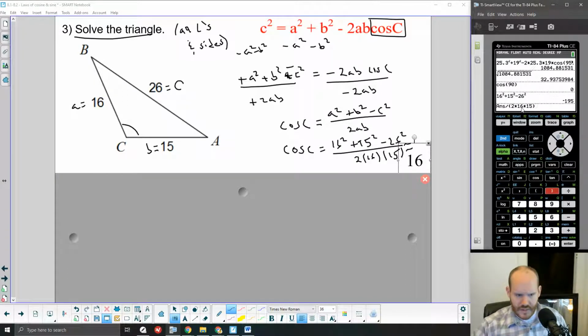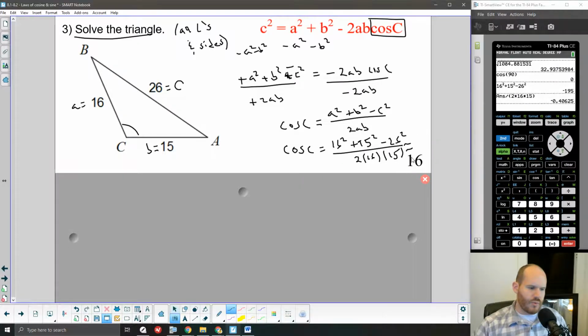And I want to get that product before the division, hence the need for the parentheses. I'll hit enter. It gives me that ratio. Now, if I'm looking at my diagram, I can see that angle C is an obtuse angle. So that means that if I'm thinking about the unit circle, I'd expect it to be in quadrant 2, hence the negative on my ratio here.